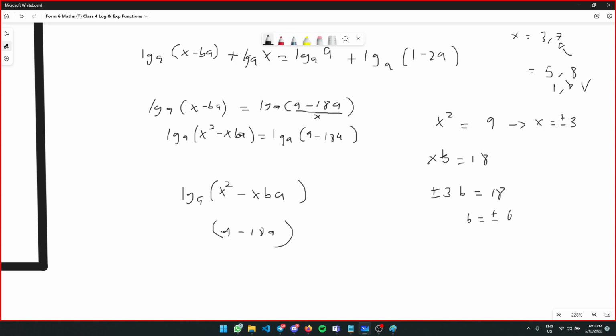We don't know yet because this a, we don't know how much. So actually you can give both answers. Just put positive negative 3 and positive negative 6. Okay, all right.